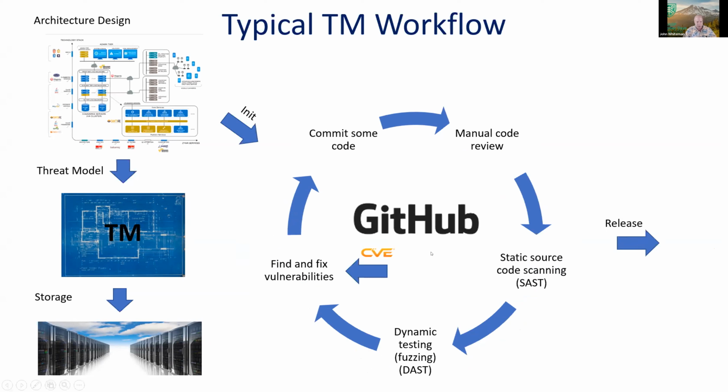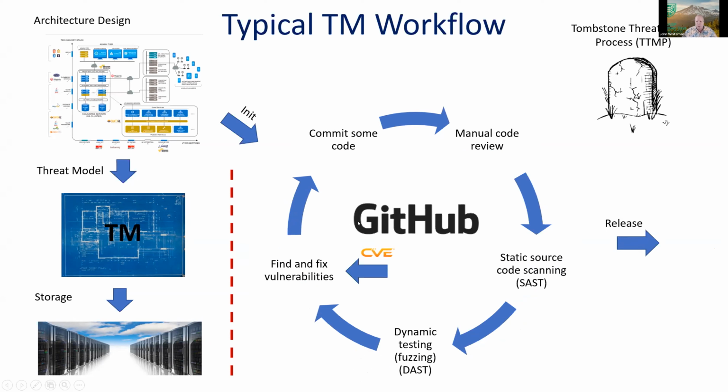Now, one of the problems with this flow is we call this Hadrian's Wall, but we couldn't find a good image for Hadrian to go this high up. What's happening is that on the left-hand side, your threat model is not really evolving as it is on the right-hand side. And so what we call this is the Tombstone Threat Model Process, or TTMP.